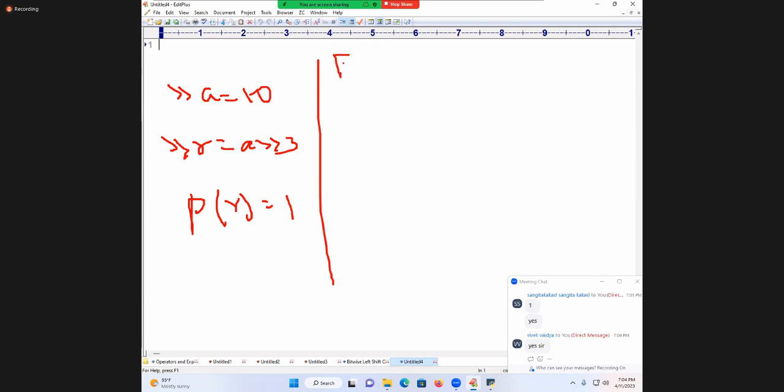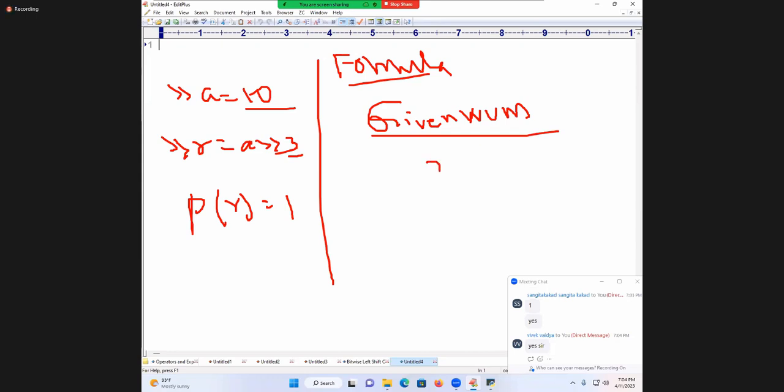The formula I will tell you, and how to answer it quickly in interviews. Very simple, students. What is my given number? 10. What is my number of bits? So the formula is the given number divided by 2 to the power of number of bits. It is the division I am applying. What is the given number? 10 by 2 to the power of 3. What is the answer now? 10 by 8.